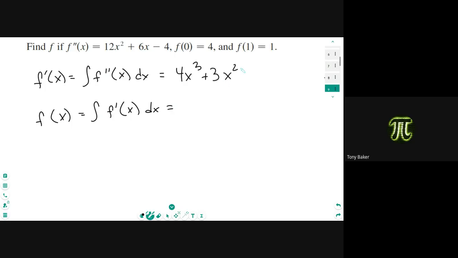3x squared. Integral of negative 4? Negative 4x. So remember, when you do the integral of a constant, it gains an x. That's important for the next step. Don't forget your plus c.